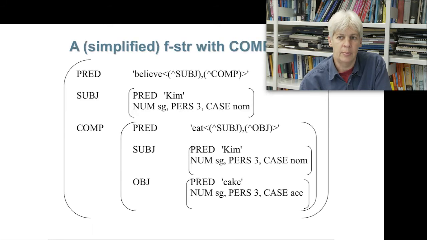Okay, so that's the comp business. We have a main predicate and it subcategorizes for arguments as we've always seen, except that now we've also included a clausal argument.